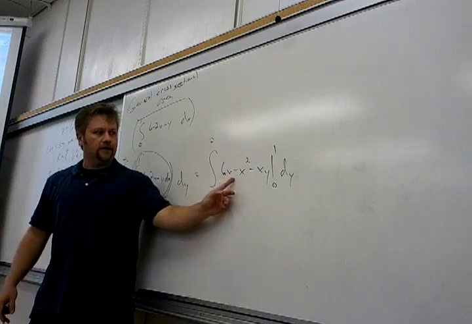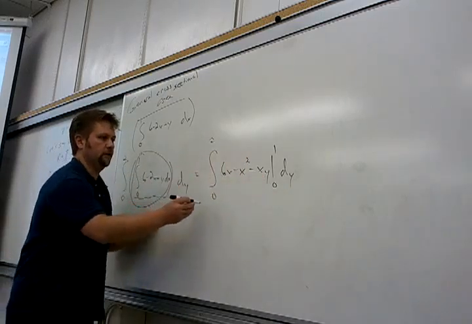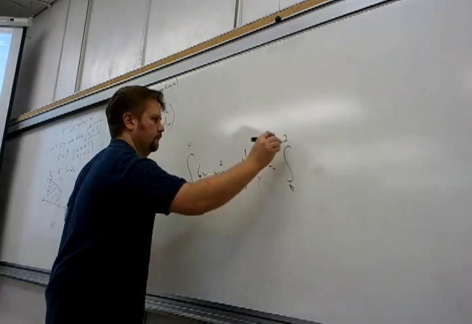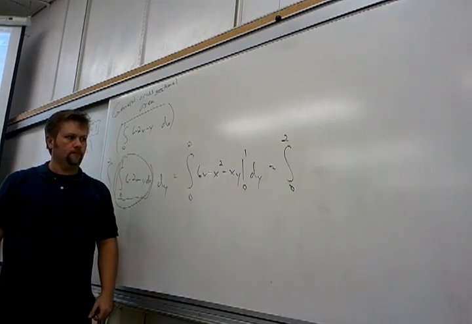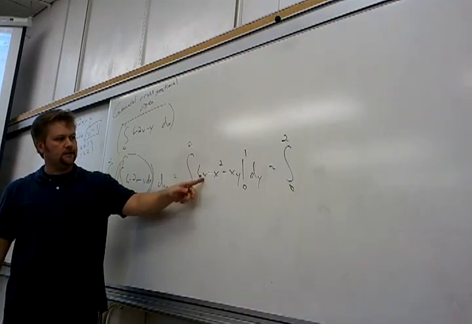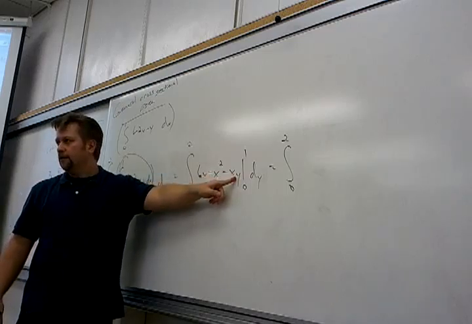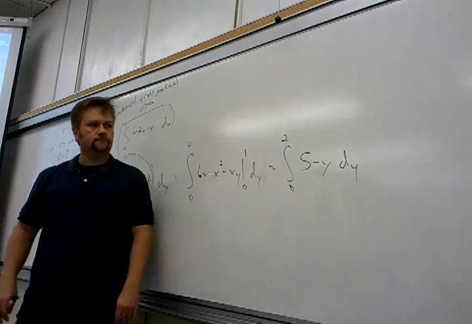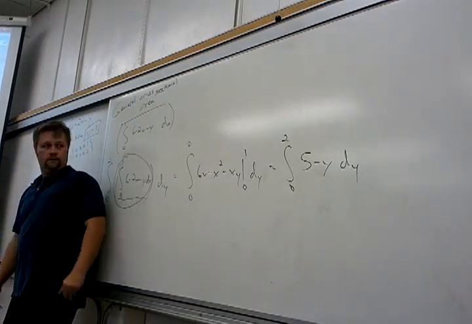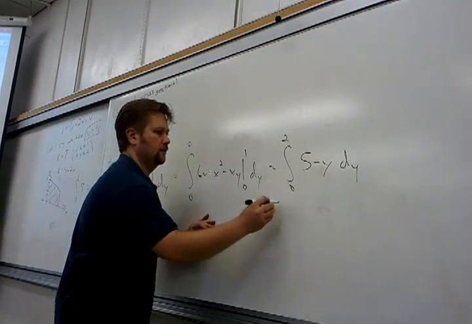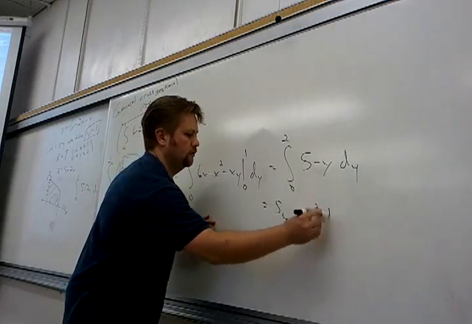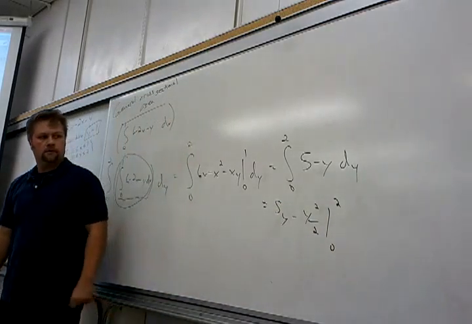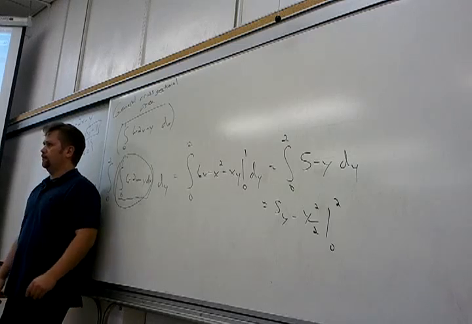So plug in a 0 for x, this all goes to 0. Plug in a 1 for x, what do you get? 5 minus y. Yeah, so you get 6 minus 1 is 5, minus 1y. So 5 minus y. Yeah, so you integrate that with respect to y, you get 5y minus y squared over 2. You get 8. Cool.